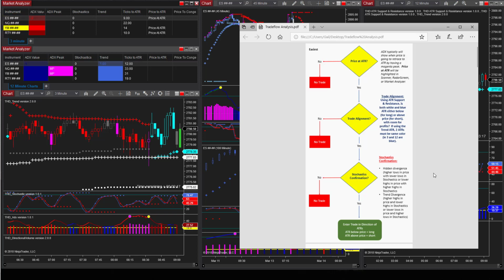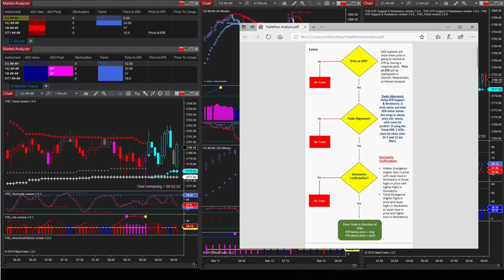Stochastics confirmation. This can be hidden divergence, it could be trend divergence, or it could just be confirming what I see on the chart. In this case, we've made equal lows and we're pretty much making equal lows in the stochastics. Okay? So in this case, could you enter a long position? Yes, because number one, and I'm going to just mark it off, we're at an ATR, we have the trade alignment, and the stochastics is confirming. Now, I prefer that we get hidden divergence just like we just had, okay? In other words, we came back to the same area, but do you see how the stochastics just went below? That gives us hidden divergence, okay?